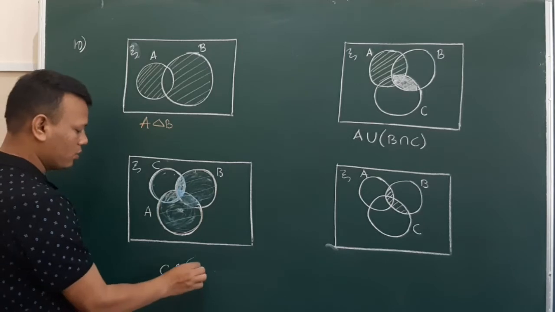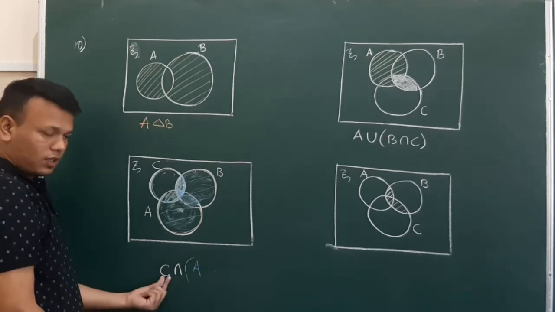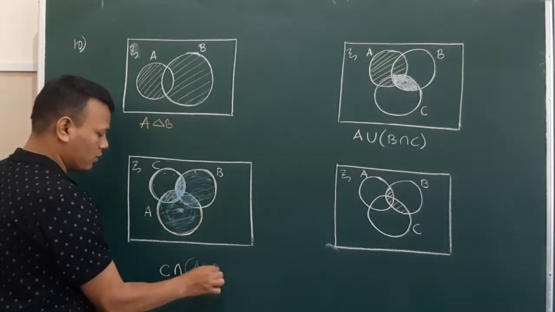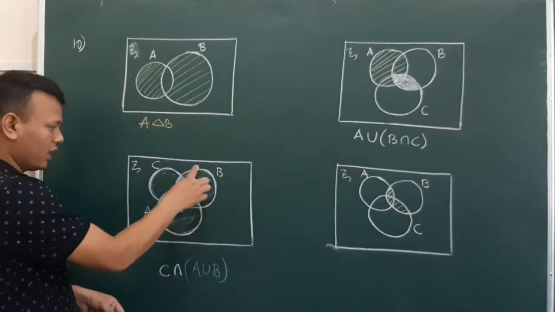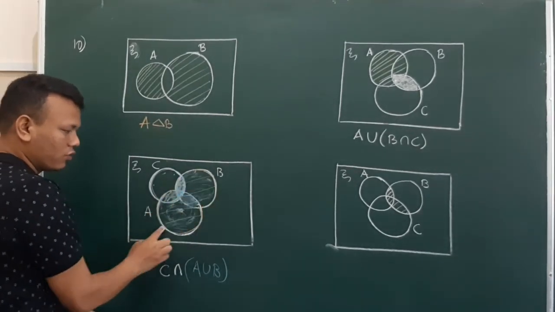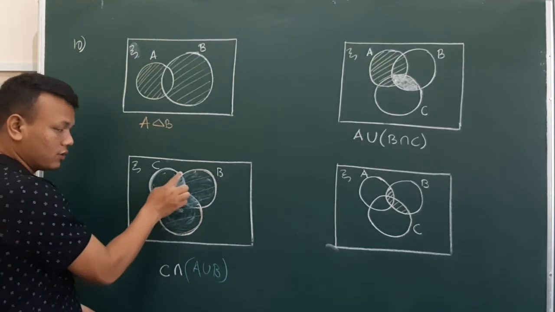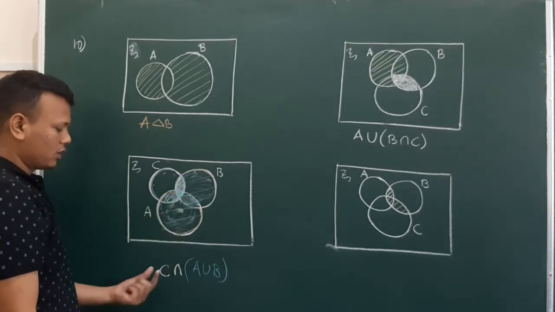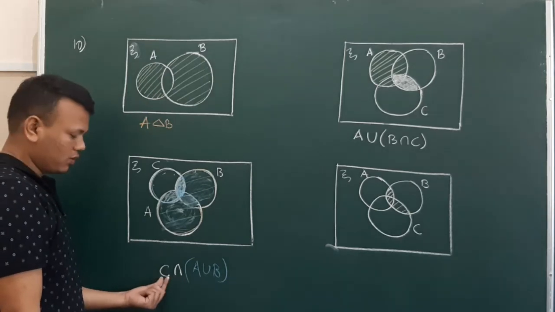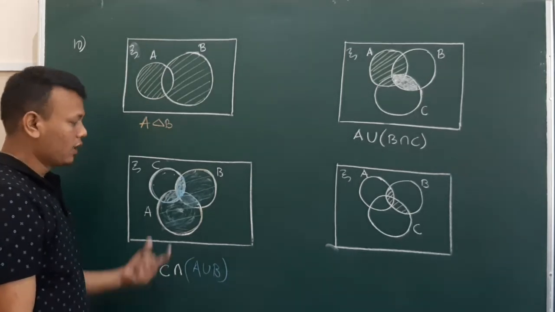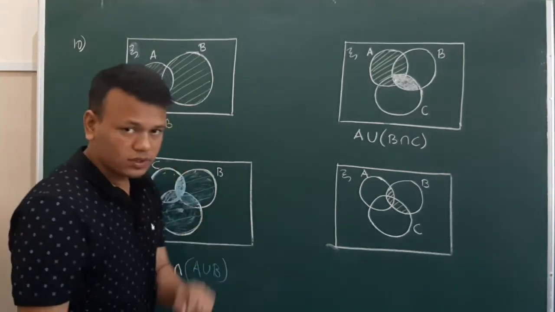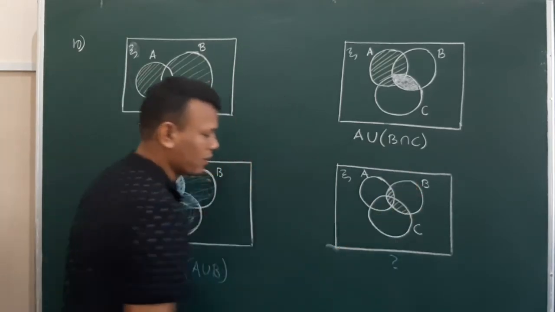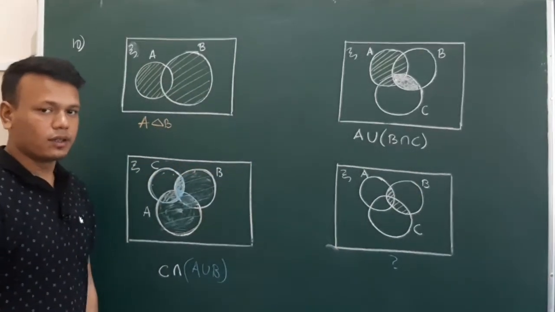So that's why this will be set C intersection A union B. The common part between A union B, that is this full shaded part, and this set C. So the shaded part is the intersection, that is the common part between C and A union B. Alright. Now this and this both are similar, so you will try this by yourself. Pause the video and note it down. Let me take question number 11.